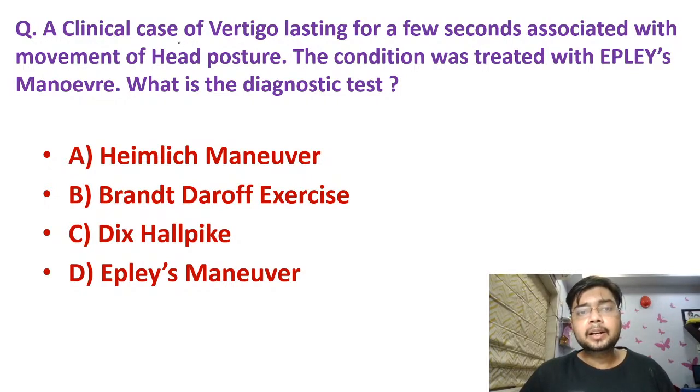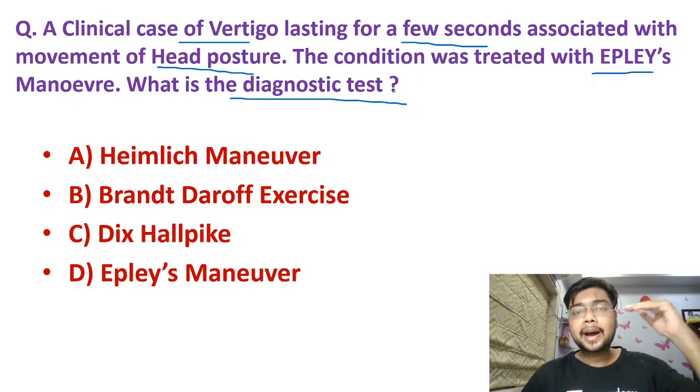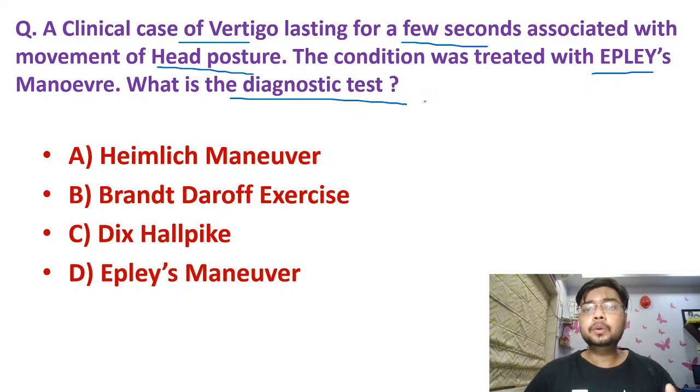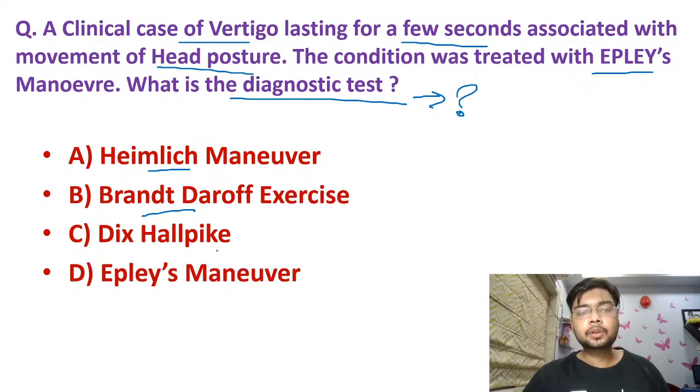Now there is one clinical scenario which is repeatedly asked in all of your exams, which says: a clinical case of vertigo lasting for a few seconds, associated with movement of head posture. The condition was treated with Epley. What is the diagnostic test? I assume by now all of you know the answer. Among Helmich maneuver, Brandt-Daroff exercise, Dix-Hallpike and Epley, what should be the answer? Just write it in the comments and I will get to know.